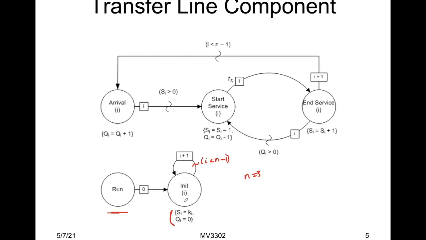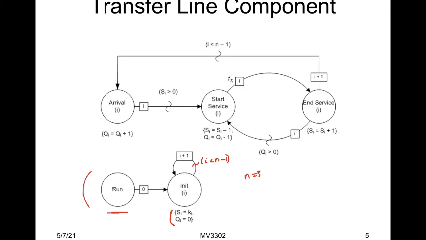And then init 1 will set S1 equal to K1 and Q1 equal to 0. Then is 1 less than 3 minus 1, 2? Yes. It will schedule init 2. So init 2 will set S2 equal to K2 and Q2 equal to 0. And then is 2 less than 2? No. And so it'll stop there.